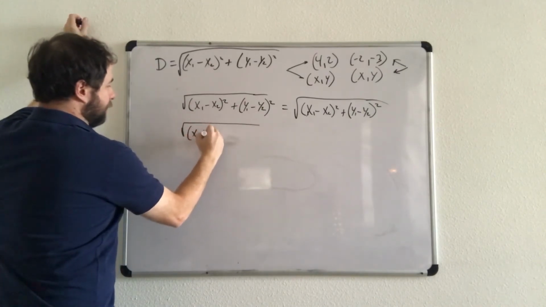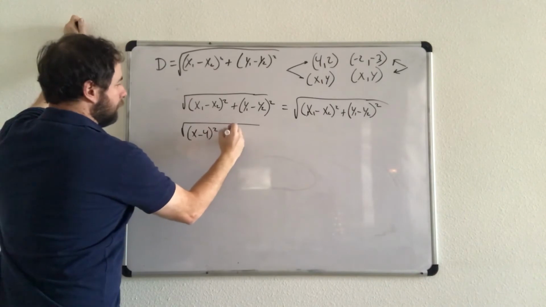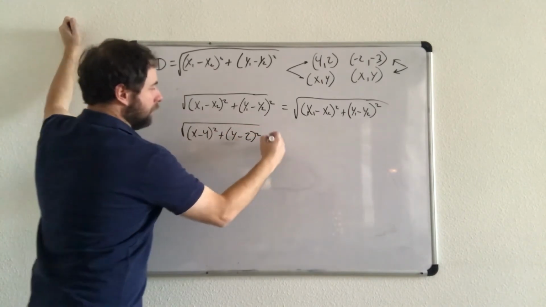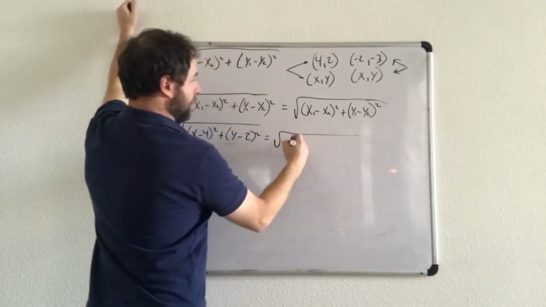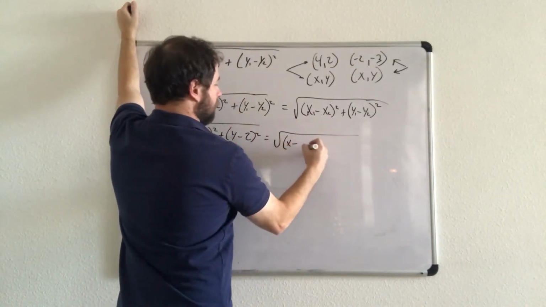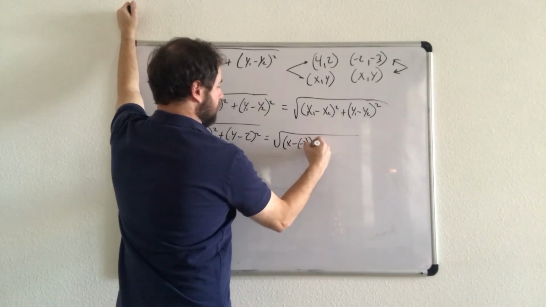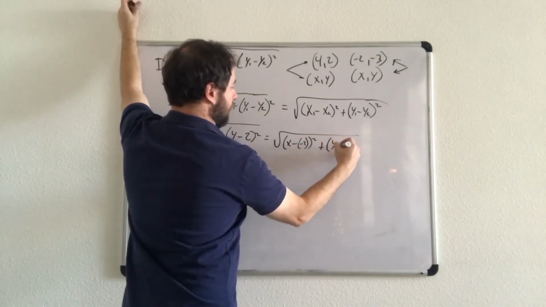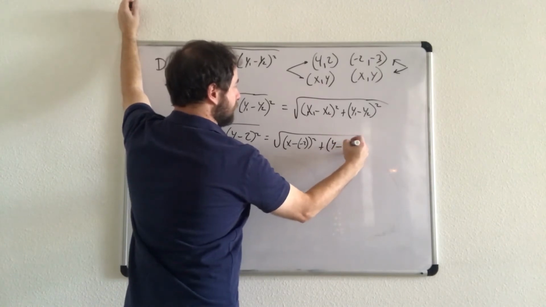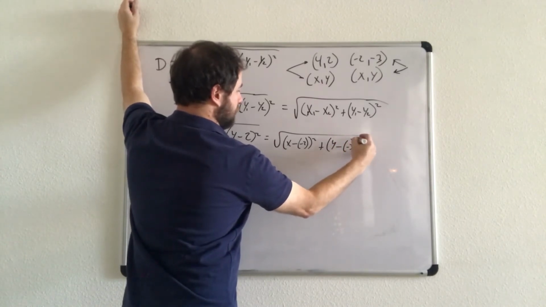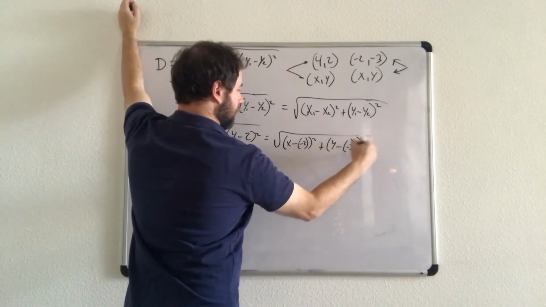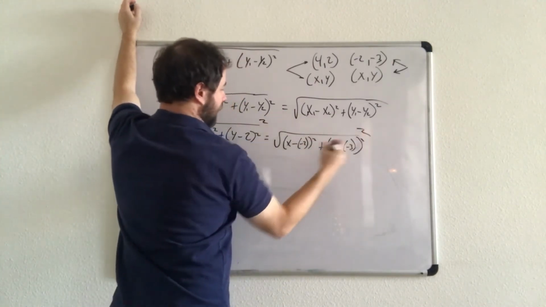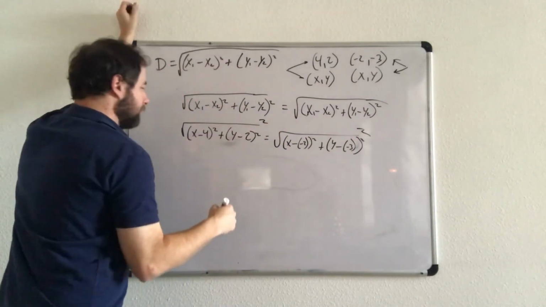x minus 4 squared plus y minus 2 squared equals the square root of x minus negative 2 squared plus y minus negative 3 squared. That's squared on the outside. First thing you do is you square both sides.